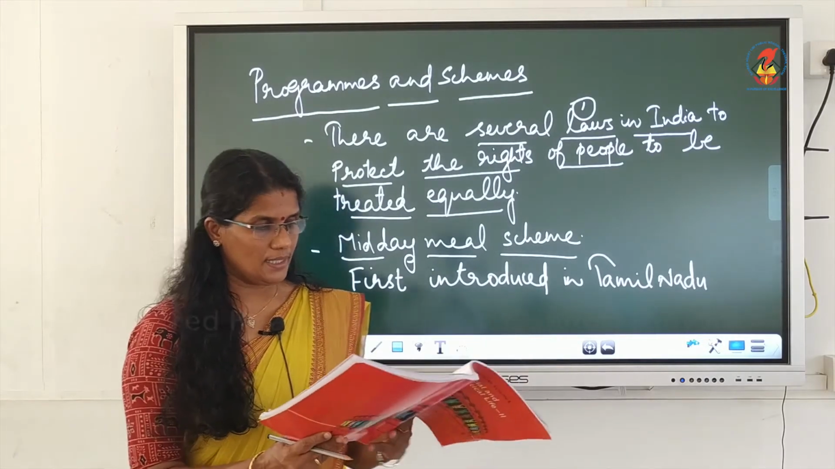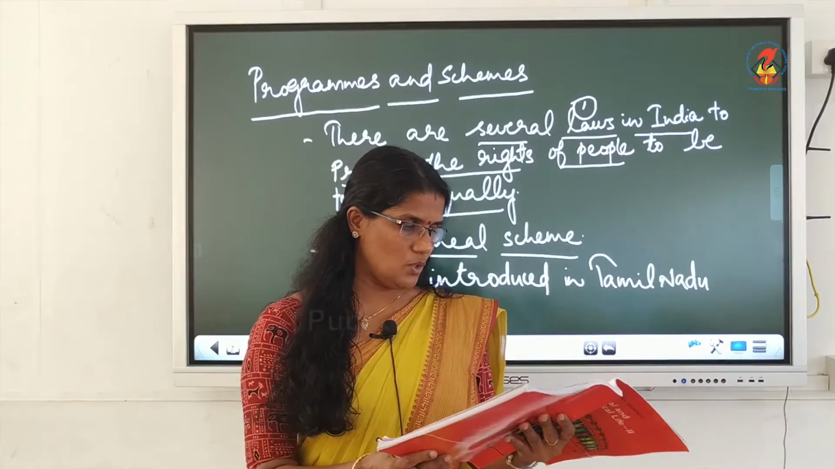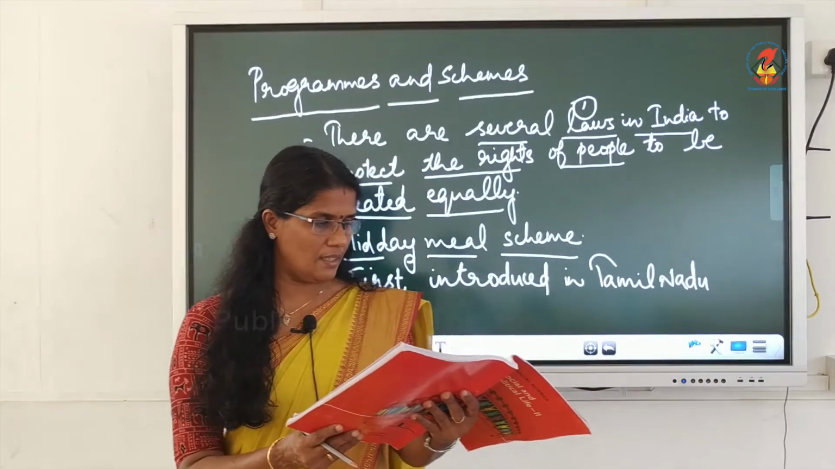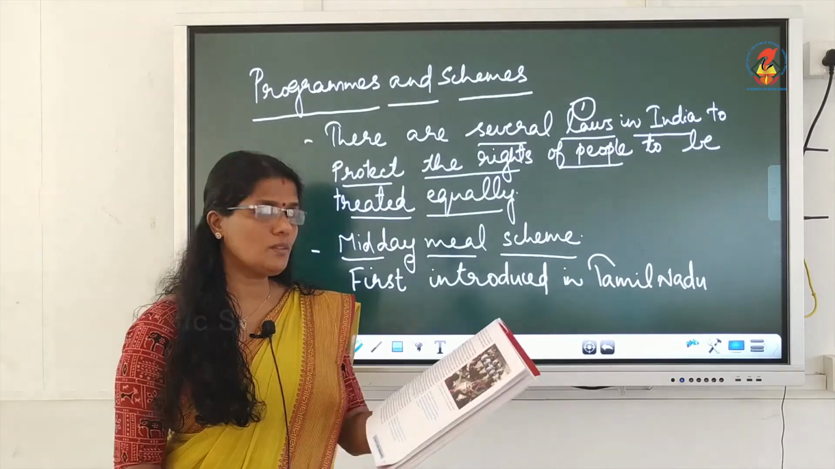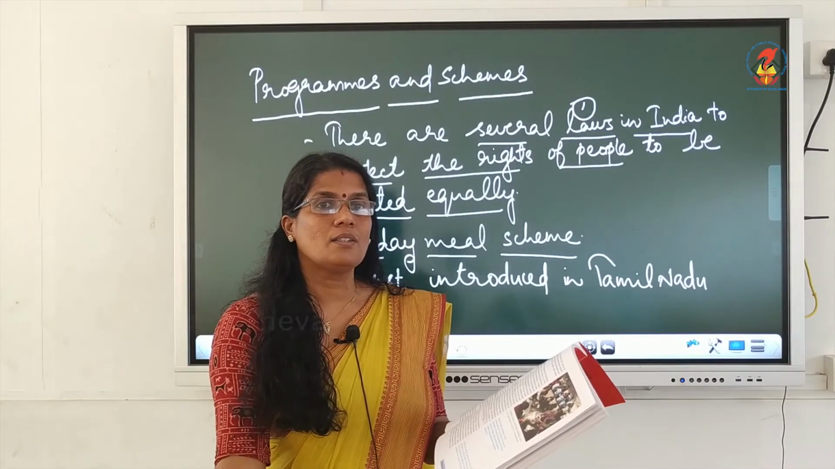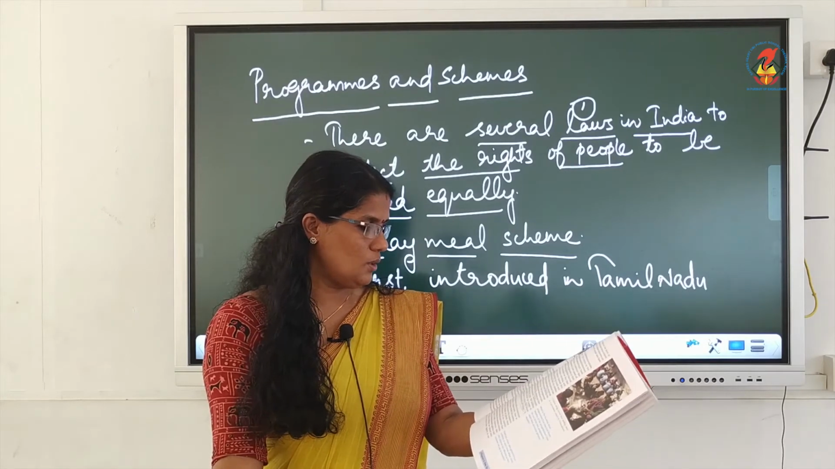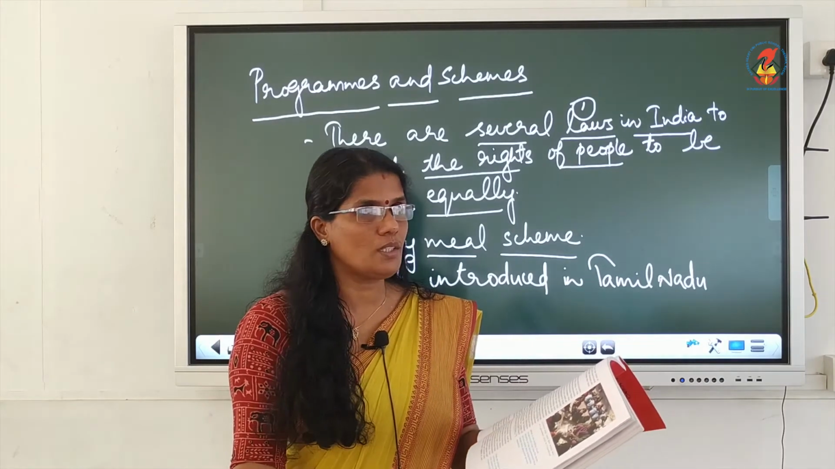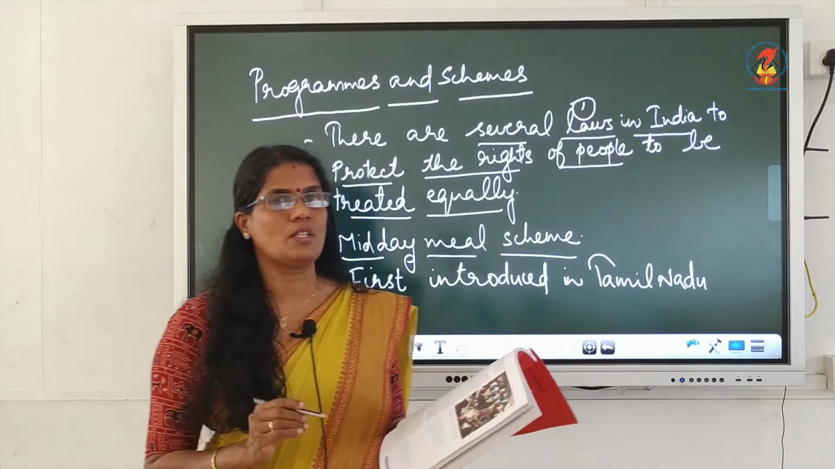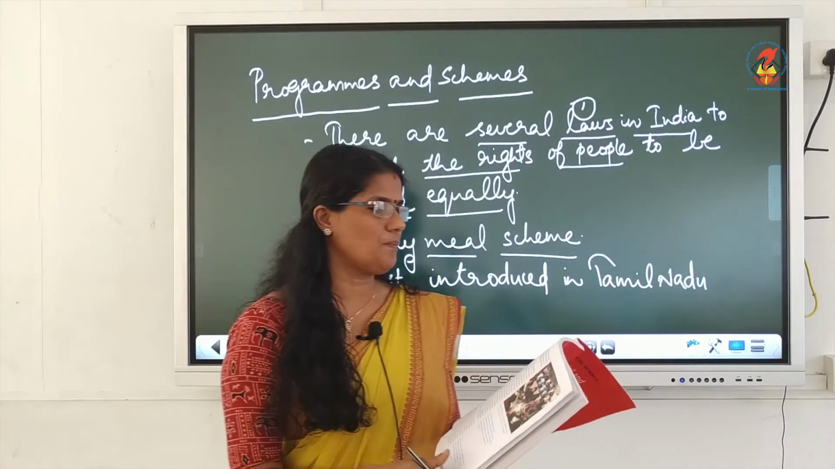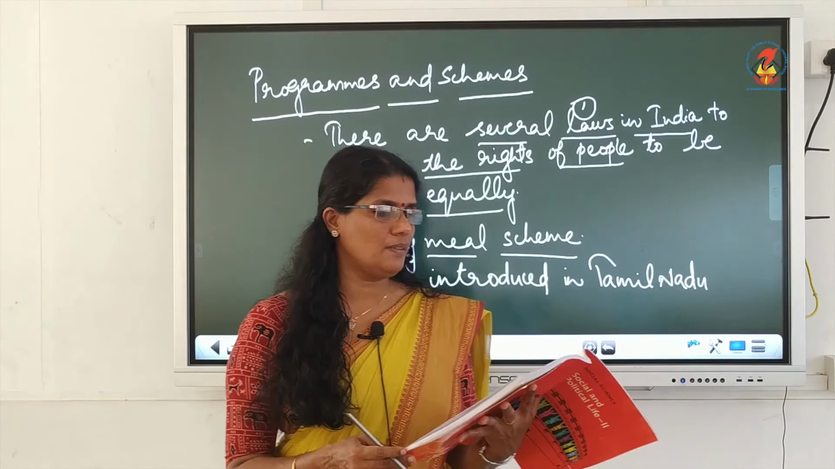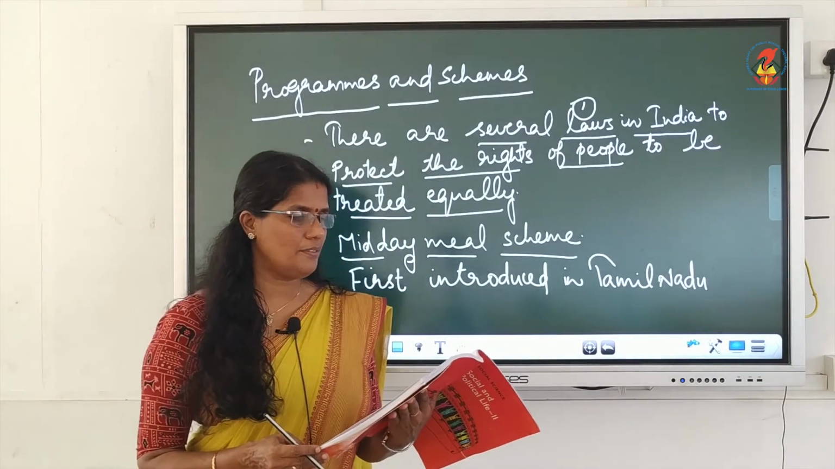The two ways in which the government has tried to implement the equality that is guaranteed in the constitution is, first, through laws, underline, through laws government has ensured this, and second, through government programs or schemes. Underline only that much, laws and schemes. Now coming to page number 11, second paragraph.